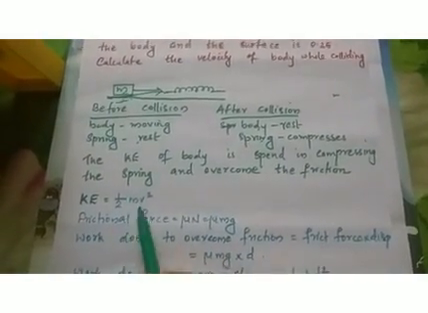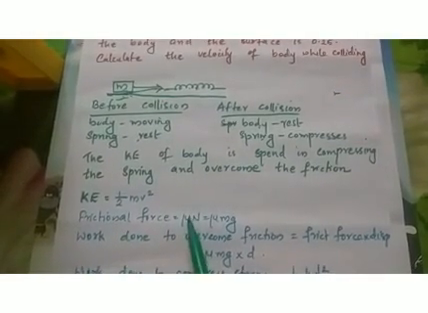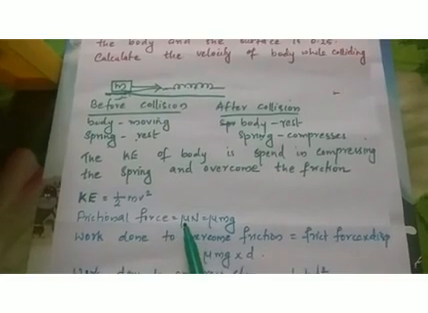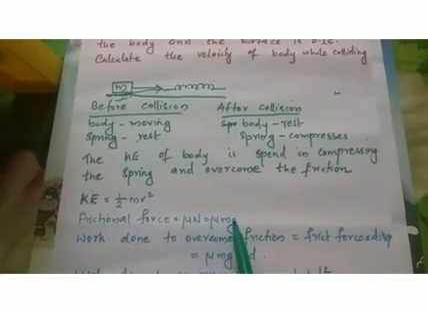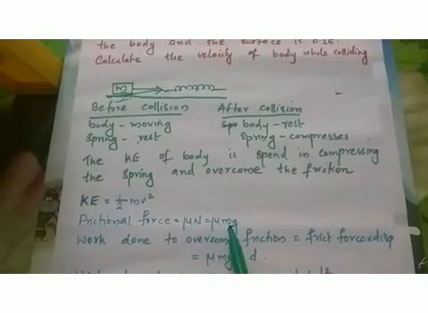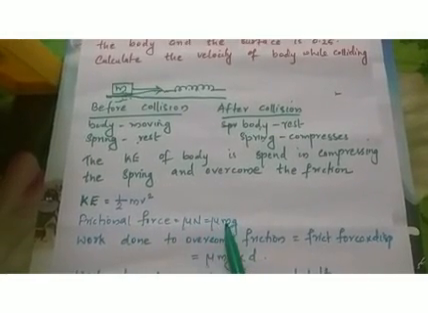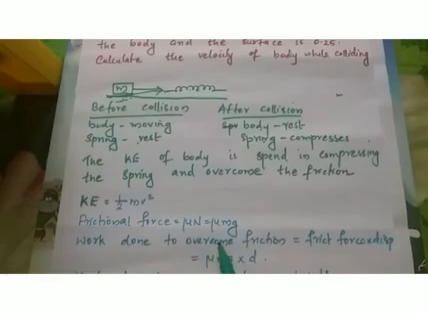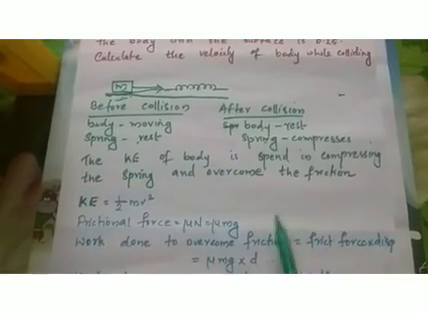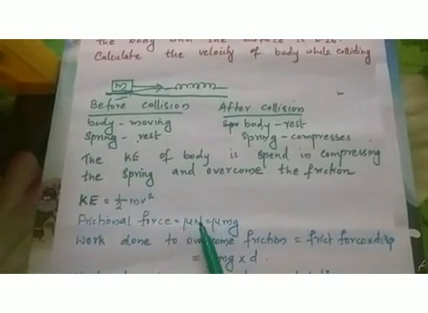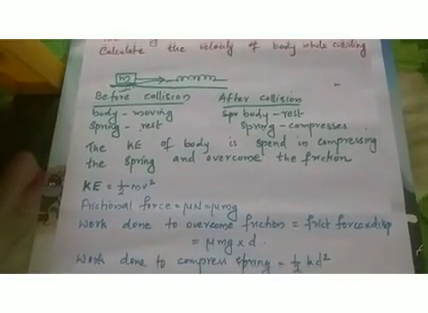And you know the kinetic energy of the body is half mv square, and the frictional force expression is mu into N, where mu is the coefficient of friction and N is the normal reaction. And normal reaction is balanced by the weight of the body, that is mg. So N can be considered as mg. So the frictional force is equal to mu N, equal to mu mg. And the work done to overcome the friction, that means work done by the frictional force, is frictional force into displacement. So it is mu mg into displacement.